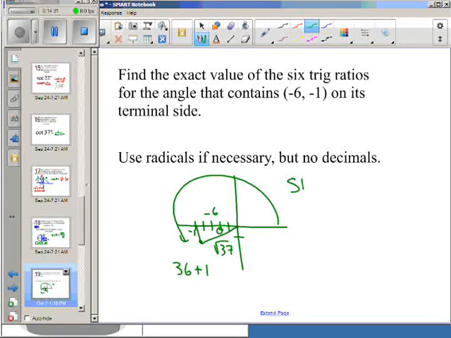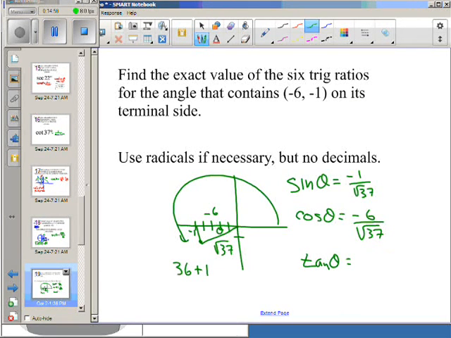So, let's see, sine of theta is opposite over hypotenuse. Cosine of theta is adjacent over hypotenuse. Tangent of theta is opposite over adjacent, and those double negatives are going to cancel out, and we would really like it if you would write that as a positive 1/6.